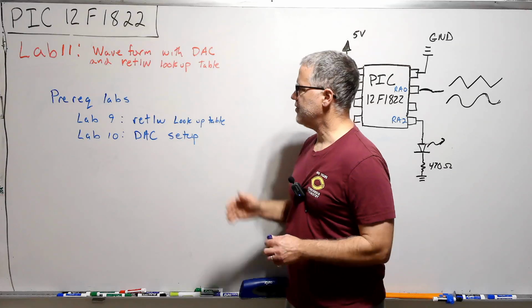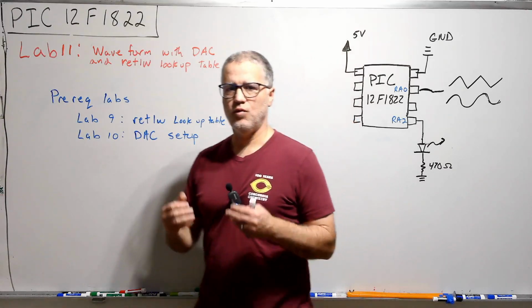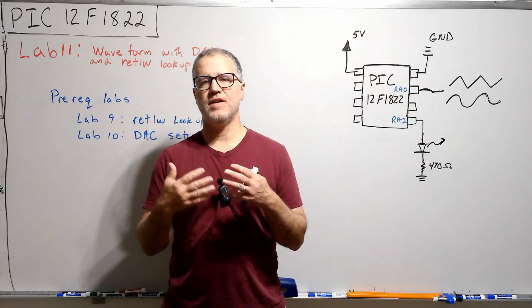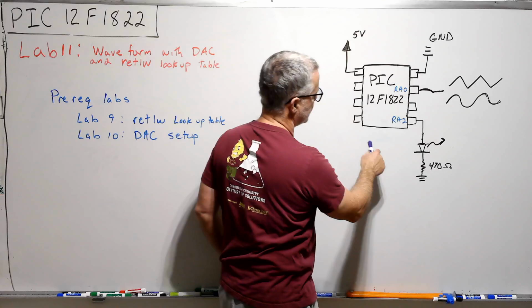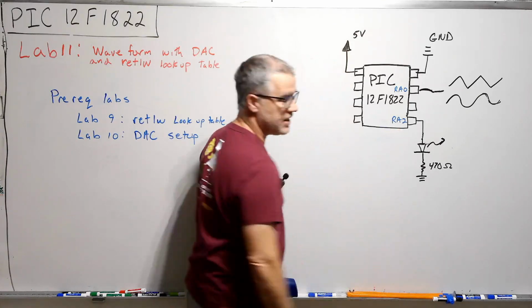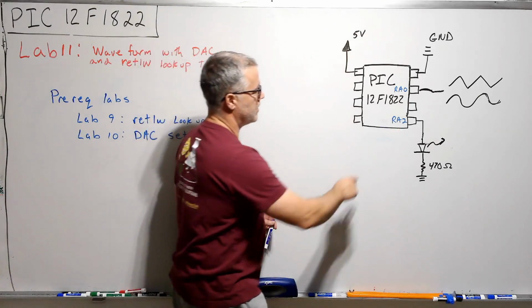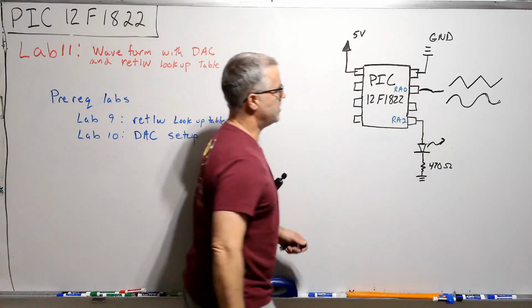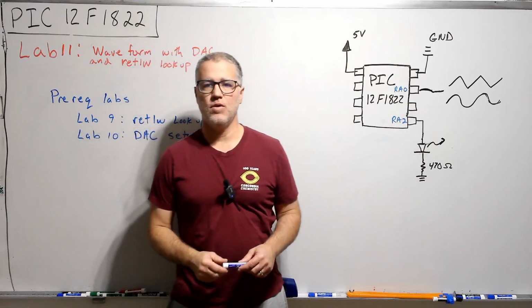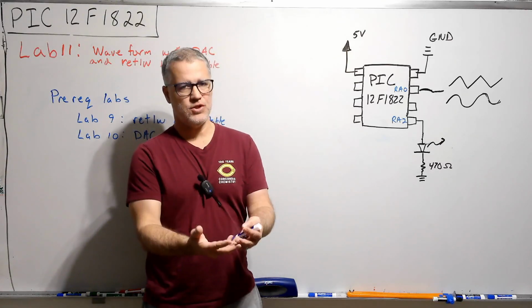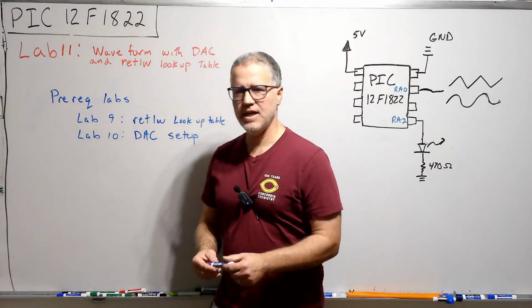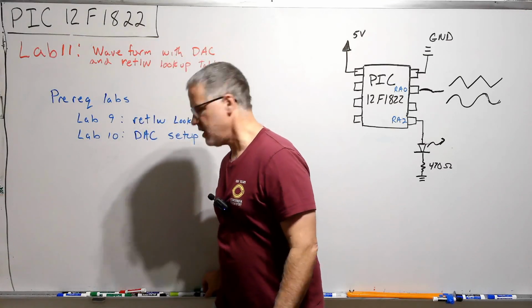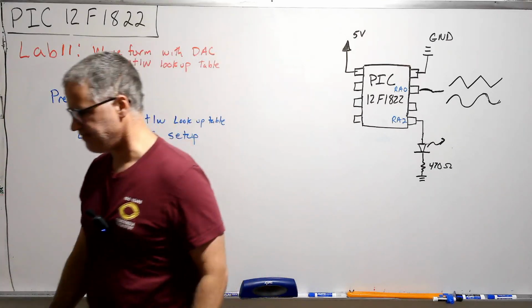So we're going to do a digital to analog waveform. We'll make a sine wave and a triangle wave. Very simple setup, similar to the last labs. We'll just have an indicator LED here on RA2, and the real action here will be happening on RA1, which will be our DAC output. All right, let's take a look at what this is, how we're going to build this.